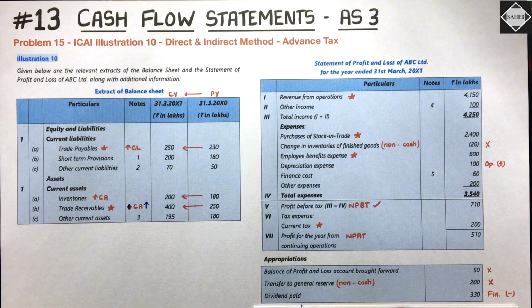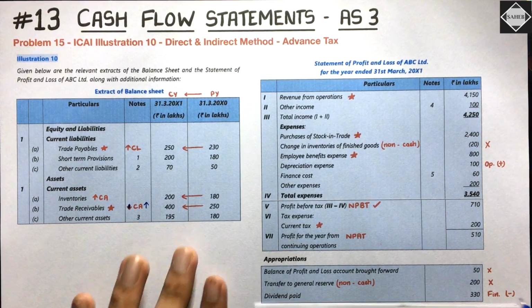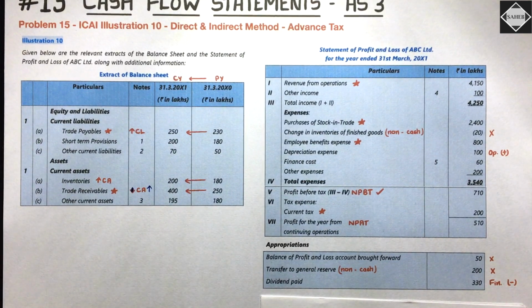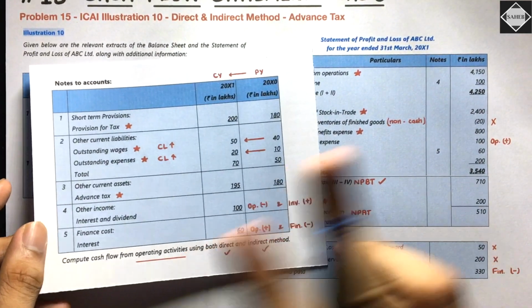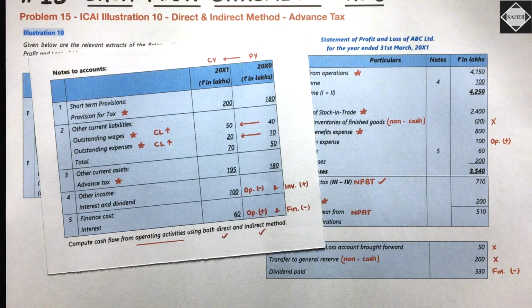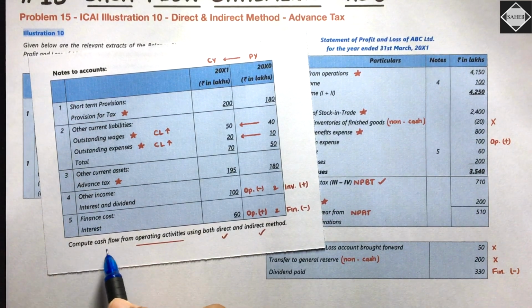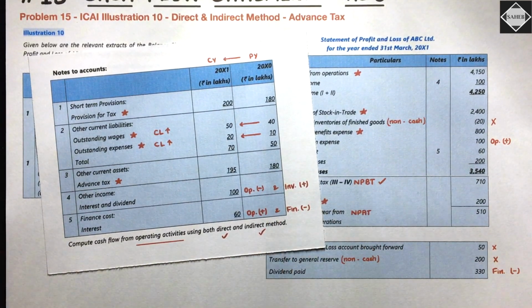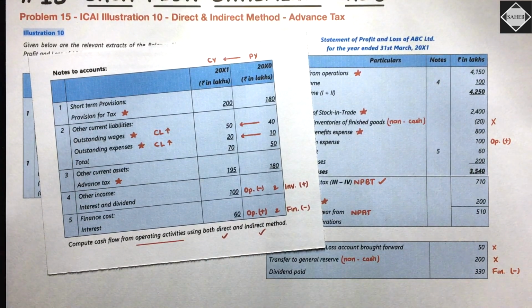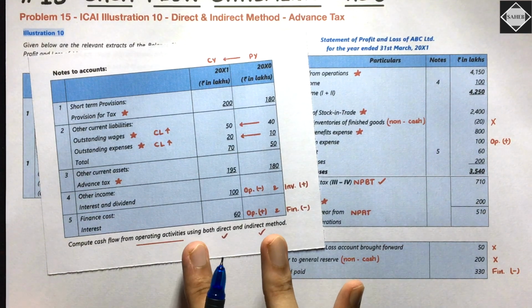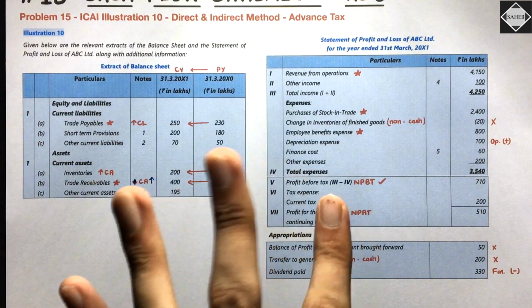Then see, dividend paid. Dividend paid is taken in financing activity, isn't it? So we are not doing financing activity, so forget about that as well. Okay, so you understood this whole question, the whole analysis that we did just now with direct and indirect both comparatively. Now see the requirement of this question: compute cash flow from operating activities only using both direct and indirect method. Okay, so let's just do that. Let's first do direct method, then we'll do indirect method.